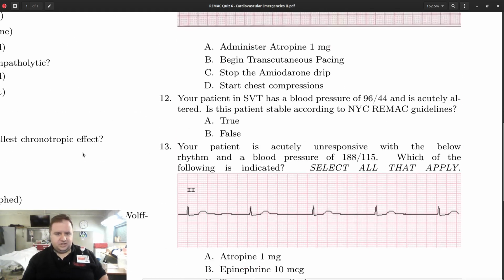Okay, patient in SVT has a blood pressure of 96/44 and is acutely altered. Is the patient stable according to New York City REMAC guidelines? So the answer here is no. Their MAP is below 65 and they're acutely altered. They have a cardiac output related change, or at least a potential cardiac output related change in mental status. They are not stable.